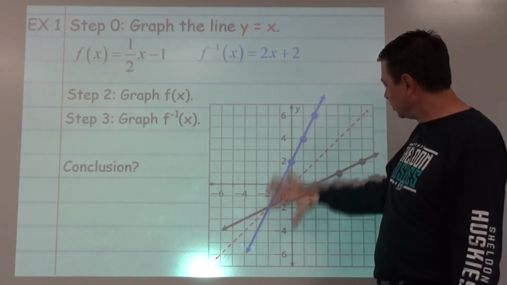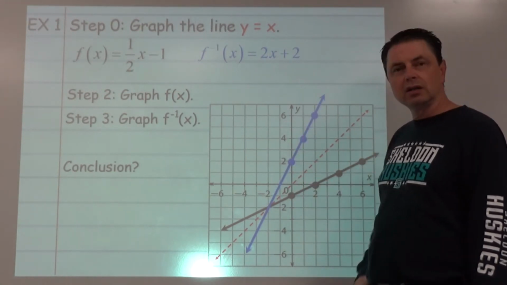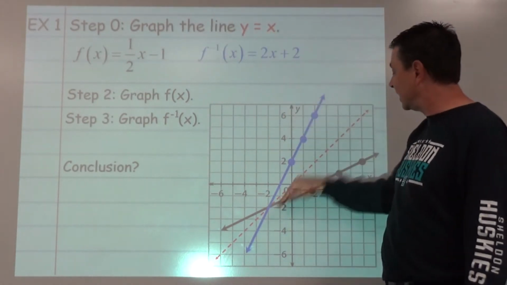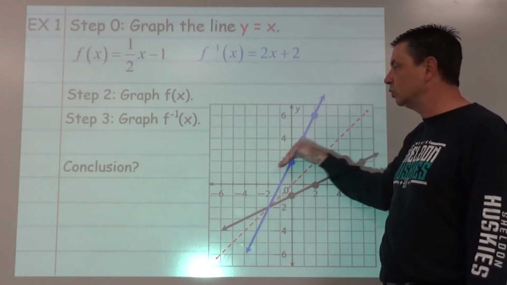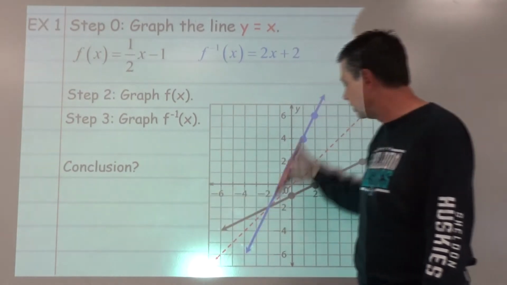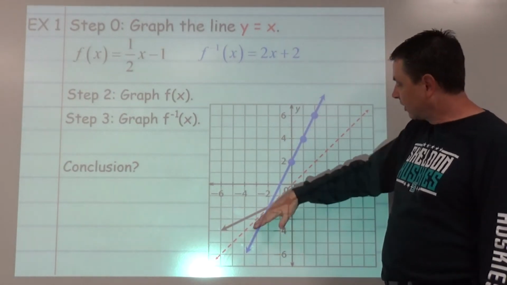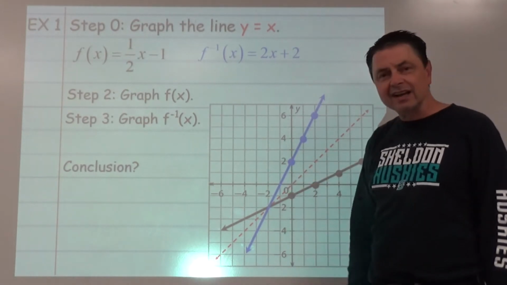And now we're comparing our lines. And we're really comparing them to this line, y equals x. What do we notice? What's our conclusion about our lines? As if they're here, it acts as a mirror.